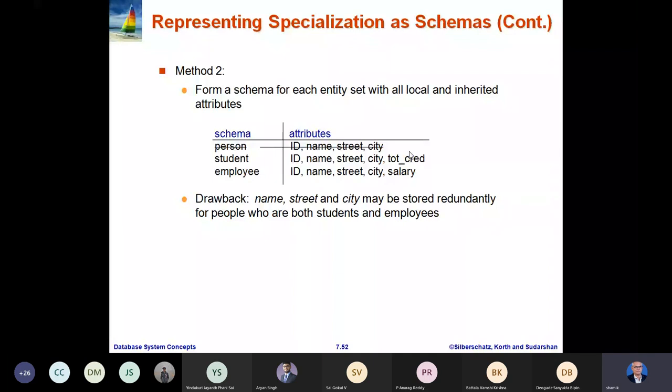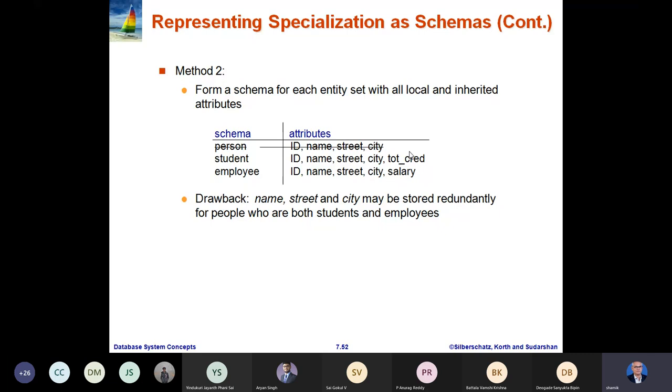Now, what we are trying to make a point about is that if it is null, you see the difficulty is that, say, there will be one table itself which will have ID, name, street, city, salary, total credit. Okay, and let us call that person. Now, if the salary column is null, you do not know whether this is an employee for whom the salary is not yet decided or this person is a student. And even if the total credit part is null, you do not really know whether it is a student whose total credit is not yet known, or it is an employee.